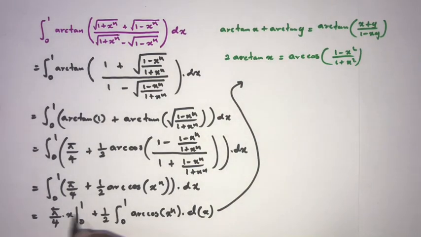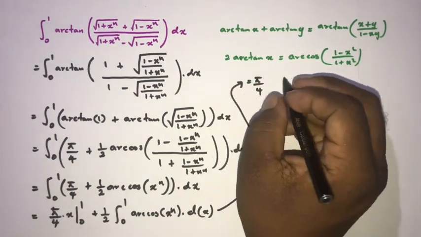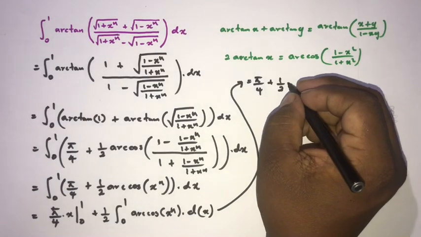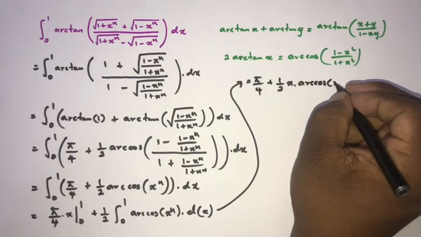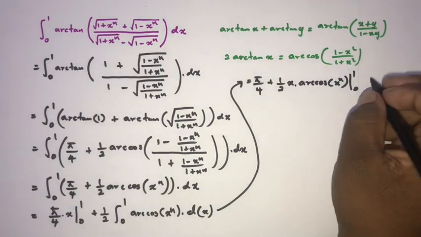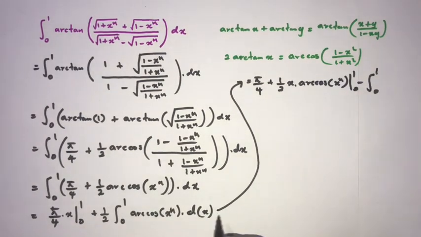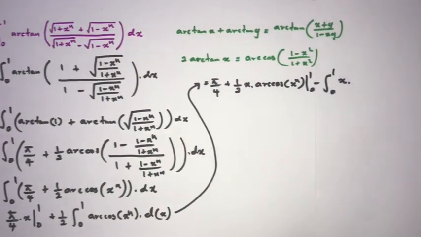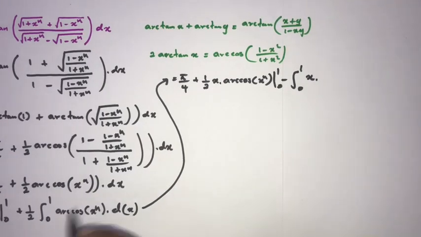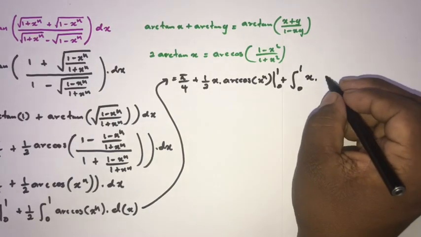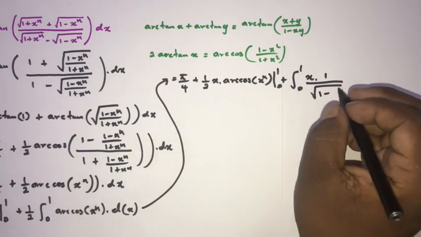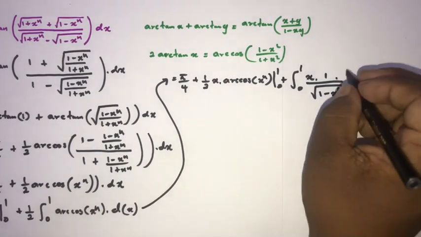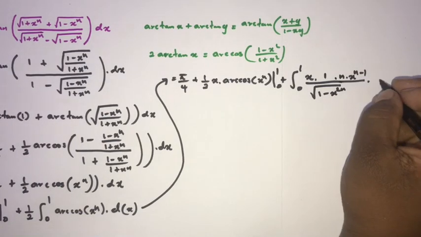now here if we apply limit, here we have only pi over 4, so pi over 4 plus, now here we have 1 half, so 1 half times, now product of these two functions, so x times arc cosine of x to the n from 0 to 1, then minus integral from 0 to 1 now rewrite this function, so here x, then derivative of arc cosine of x to the n, we know here minus, so here plus 1 over the square root of 1 minus x to the 2n, and according to chain rule we should multiply by derivative of x to the n, we know general power rule, so n times x to the n minus 1 dx.